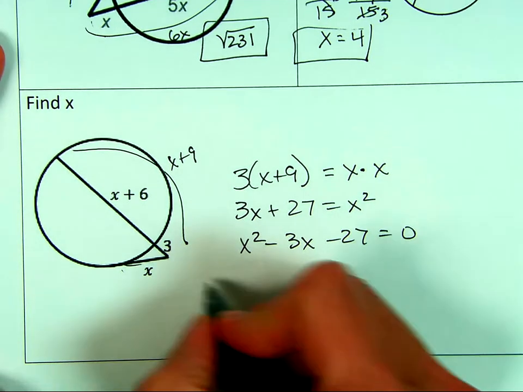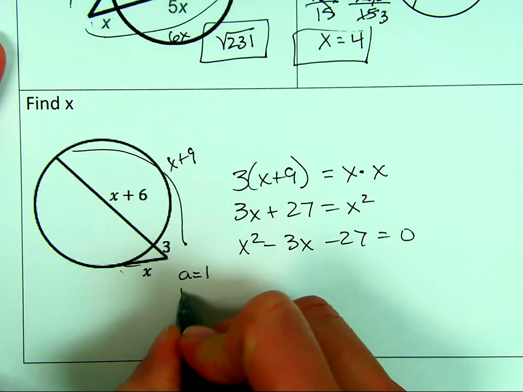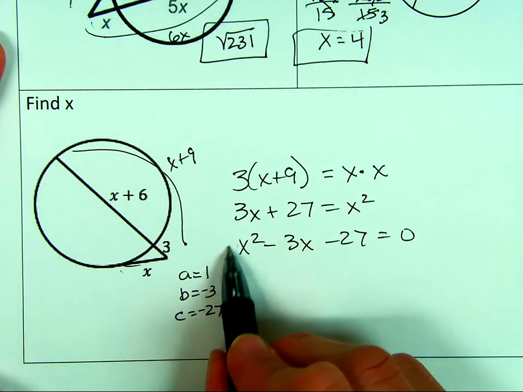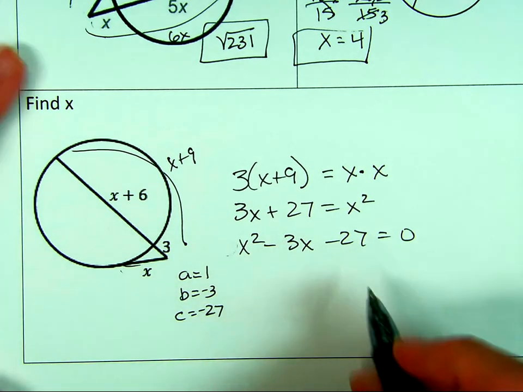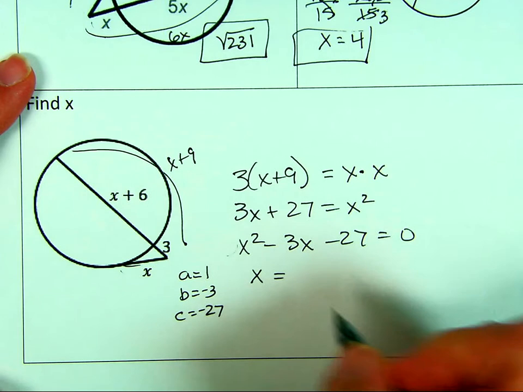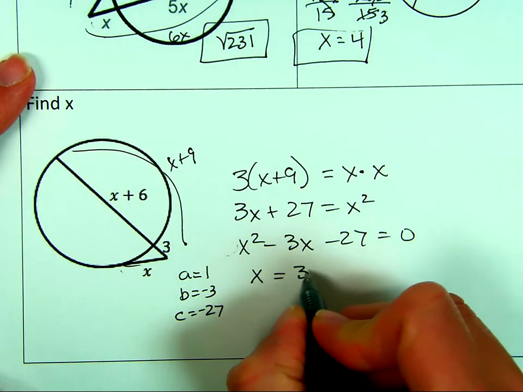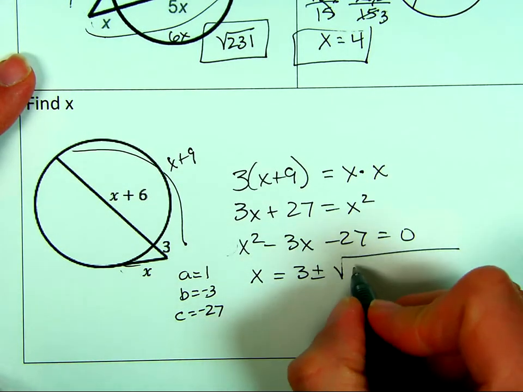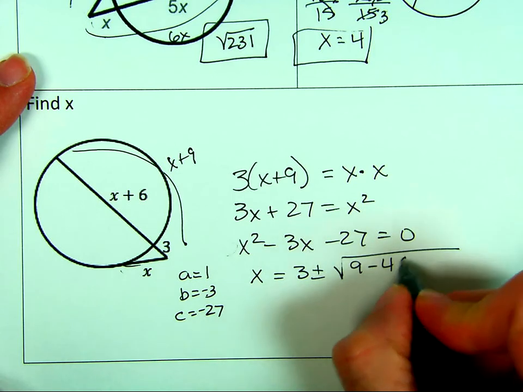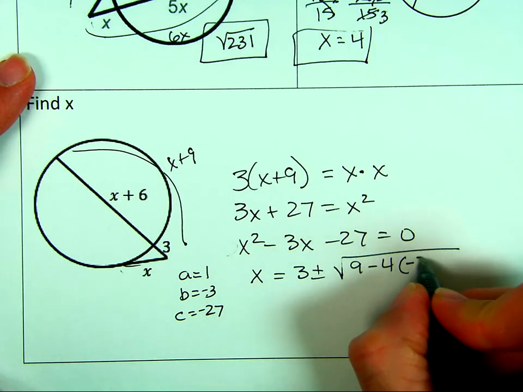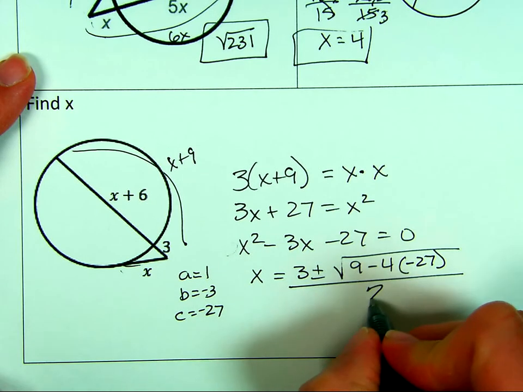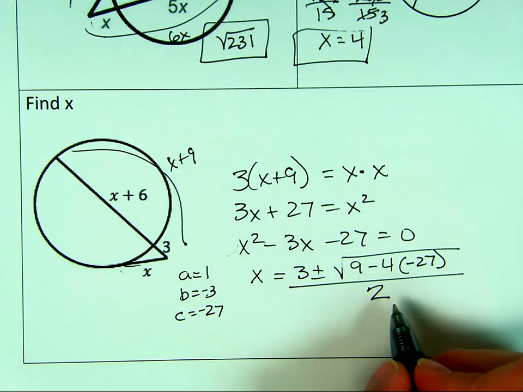So I'm going to make sure I know that a is 1, b is negative 3, and c is negative 27. So the a sits in front of the x squared, b here, c here. So I'm going to sing my song. X equals negative b, that's the opposite of b, plus or minus the square root of b squared minus 4ac. A is 1, so I'm just ignoring it. All over 2a. Again, a is 1, so 2 times 1 is just 2.